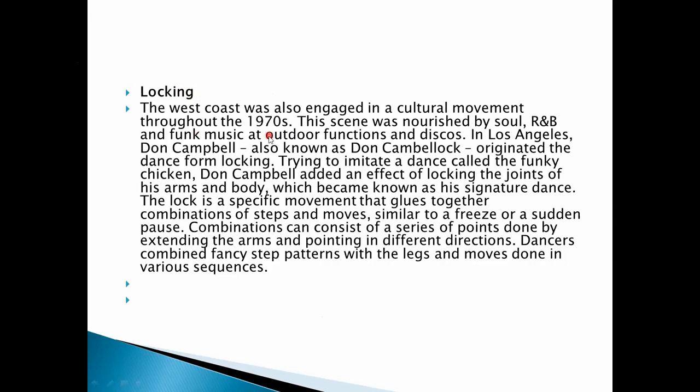So, itong namang locking, it was engaged in a cultural movement noong 1970s, and nangyari ito nung nagkaroon na ng soul or R&B funk music din. So, yung locking is a specific movement that glues together combinations of steps and moves similar to a freeze or a sudden pause.